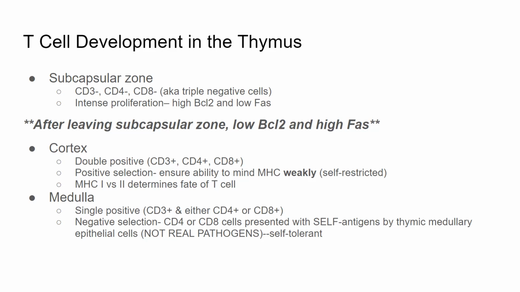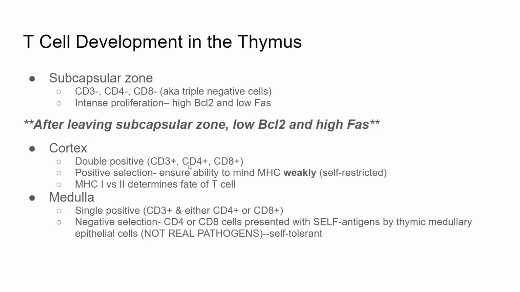So that sounds really controversial. I didn't mean it that way, sorry. They're going to proliferate a lot, which is why you have so many T cells in the thymus. And so once they do this, they're going to downregulate BCL2 and upregulate FAS-L, which means that they're pro-apoptotic. So a lot of them are going to die. So they're going to move to the cortex. And here's where they become double positive cells, although they are actually triple positive cells.